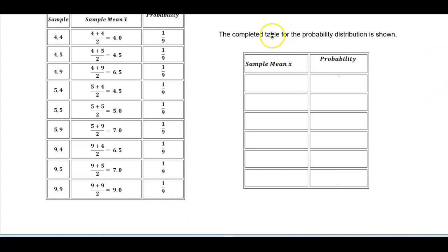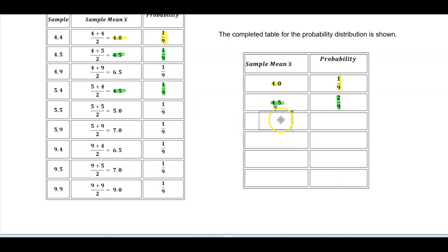So now we want to find out all the values that represent the sample means. So the first sample mean that we have is 4.0. So how many do we have of those? We only have one of them, and the probability of that happening is 1 out of 9. Okay, the next sample mean is 4.5, and how many do we have of those? 1, 2. So that means we have 1/9 plus another 1/9, which is going to give us 2/9.